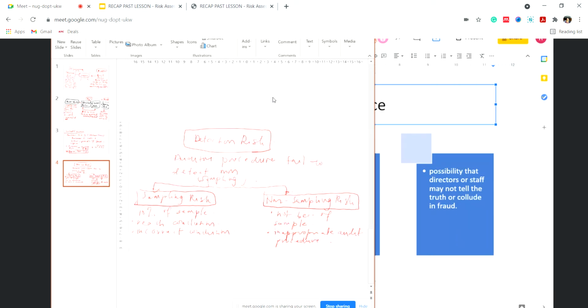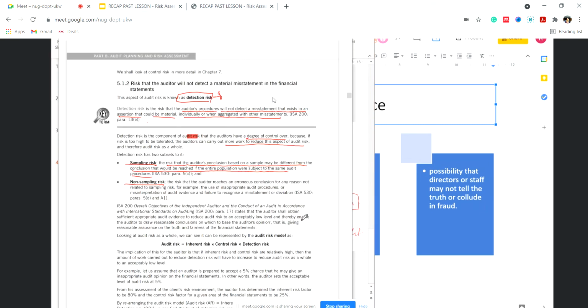Like just now, you should have done inspection of documents, but actually you did inquiry to the management, or confirmation to the management. That is wrong. So, do you clear about the detection risk? This one. Sampling risk.